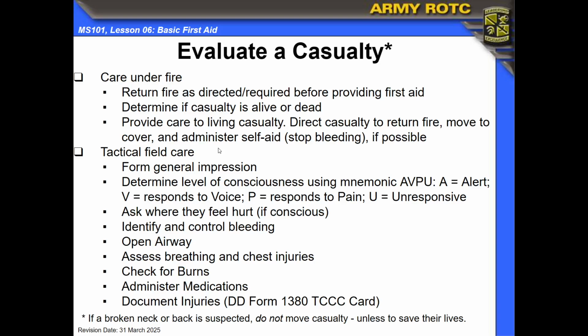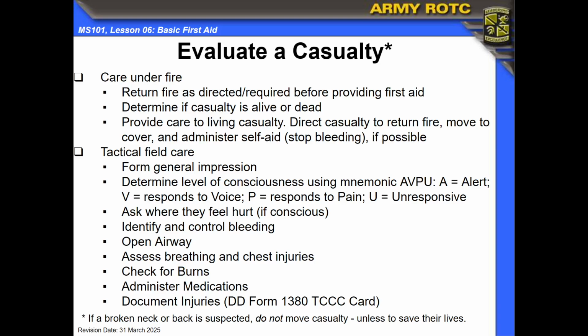All right, tactical field care. Form a general impression. Determine level of consciousness using the mnemonic AVPU. So we call it AVPU. Remember this, AVPU is very, very important. I'll give you guys a real life example here in a second.